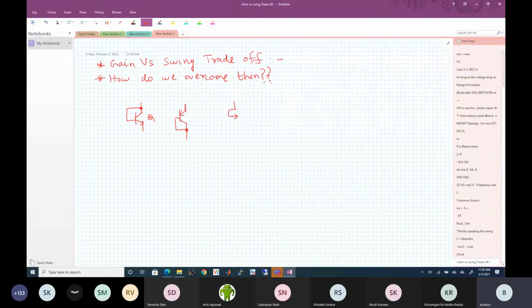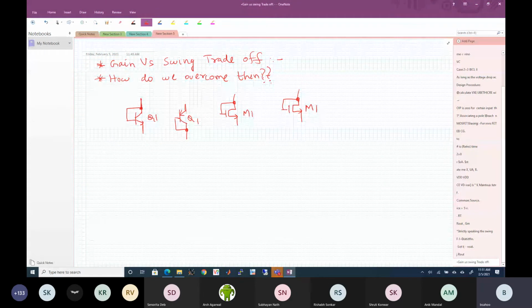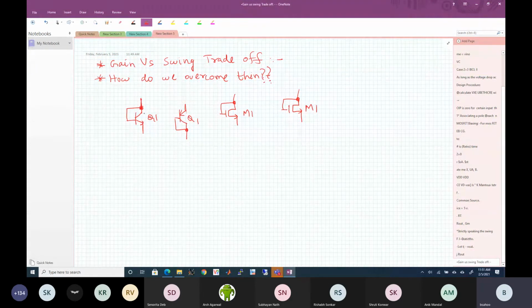So all of you know this topology. You have already studied this. Although it is a transistor with three terminals, it is behaving as if it is a two-terminal device. So it is a two-terminal device.